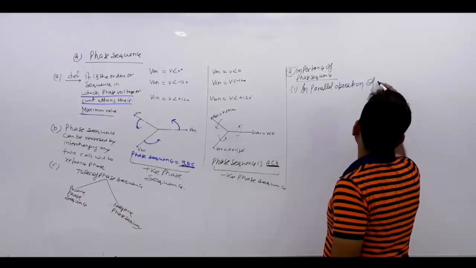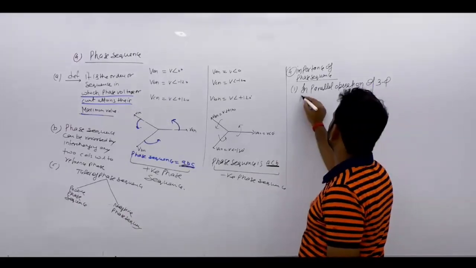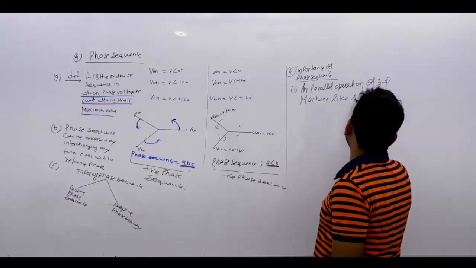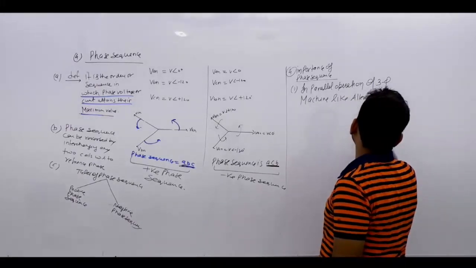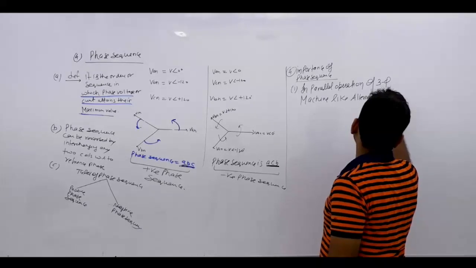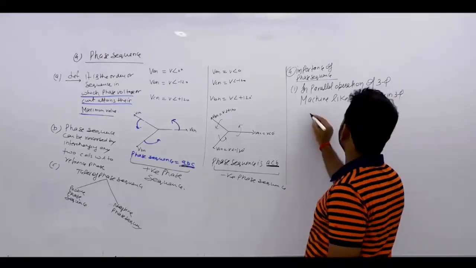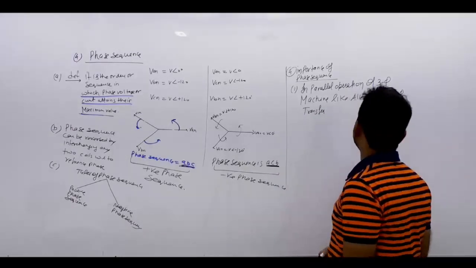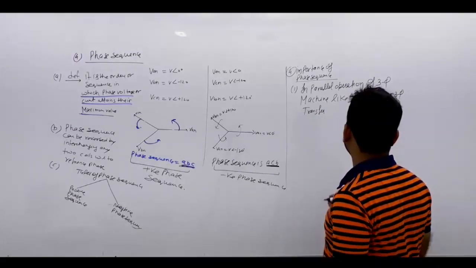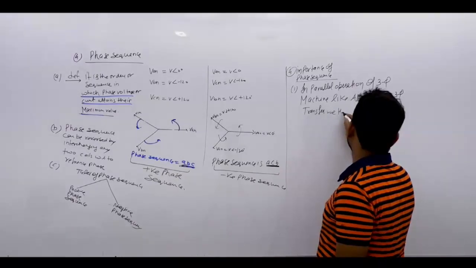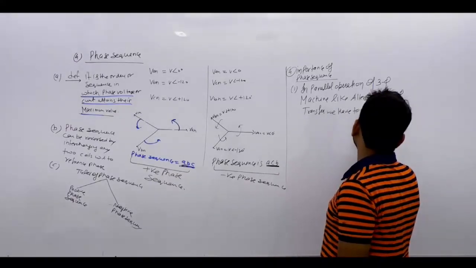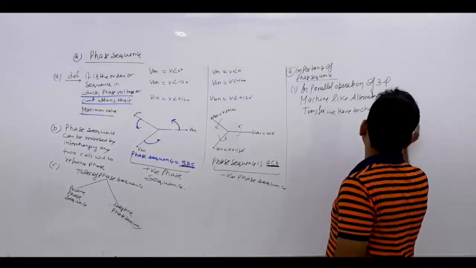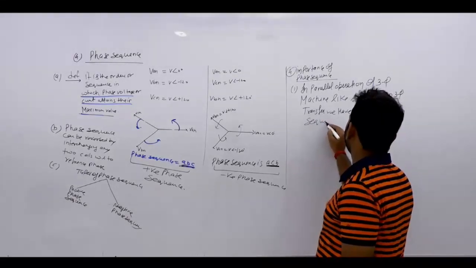In parallel operation of three-phase machines like alternators or three-phase transformers, we have to check the phase sequence. So it is a condition of parallel operation.